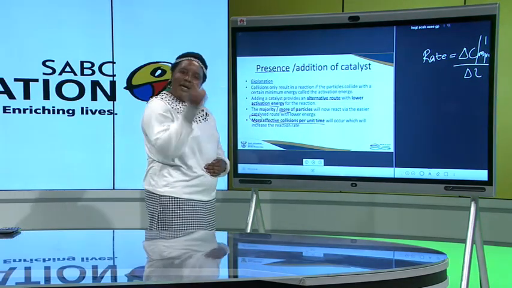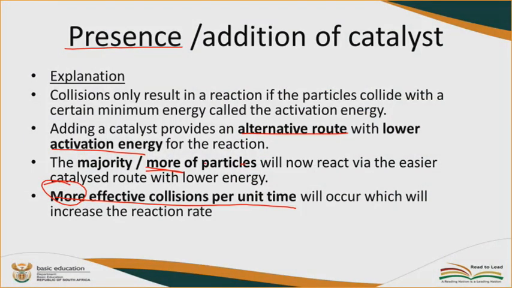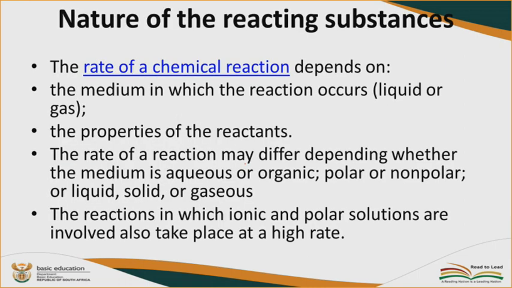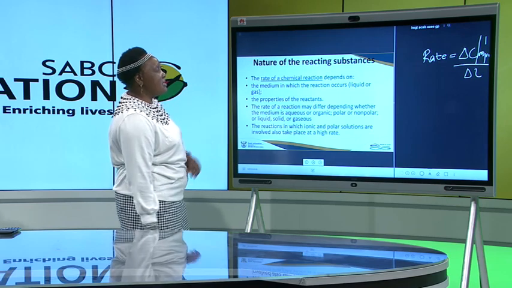So at the end of the year, there are phrases that you must remember. More effective collisions per unit time, or particles will collide effectively with energy that is greater or equal to the activation energy. The nature of the reacting substance. This one, I haven't seen it in the question paper where they ask you to explain, because there's nothing that you have to explain here except to know what is taking place.